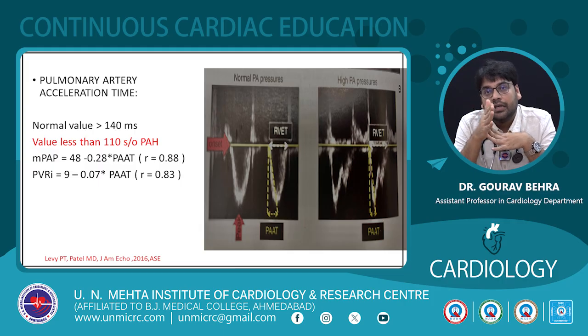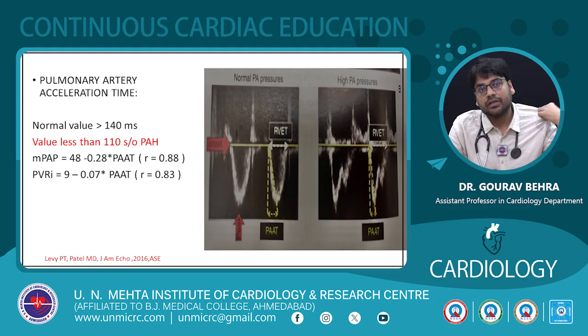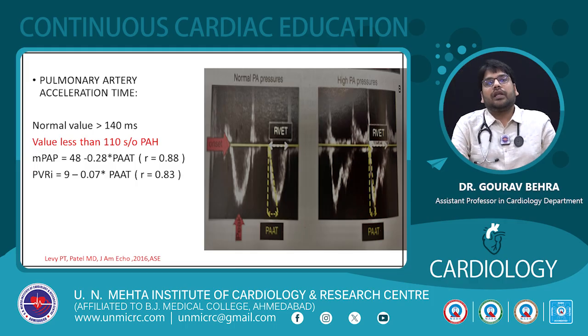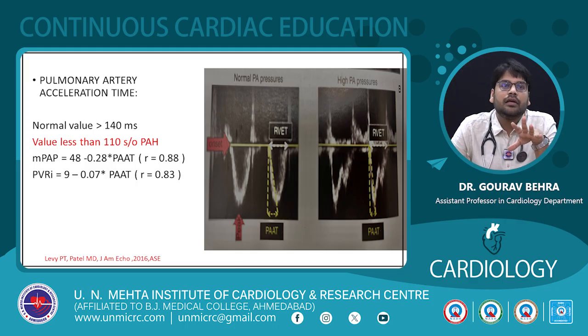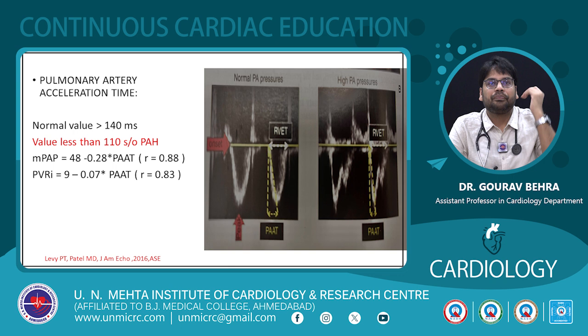You can see in this figure the RV ejection time or pulmonary acceleration time. So you measure the time from the initiation of ejection to the peak of the ejection. The normal is more than 40. If it's less than 110, that signifies that the patient is having PH. You can also calculate mean pulmonary artery pressure and index PVR by some formulas given by Levy PT and Patel MD in this Echocardiography journal, and this gives rough estimates of PA pressure and pulmonary vascular resistance.